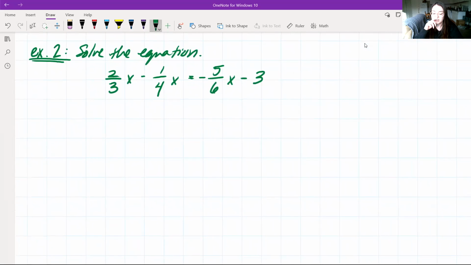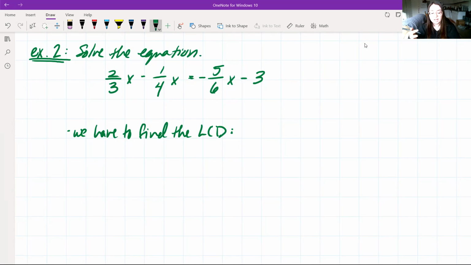So example 2, we want to solve this equation. If we want to solve this equation, we have to find the least common denominator, or the LCD. So we see our denominators in this case are 3, 4, and 6. So we want to find a number that has factors of 3, 4, and 6.